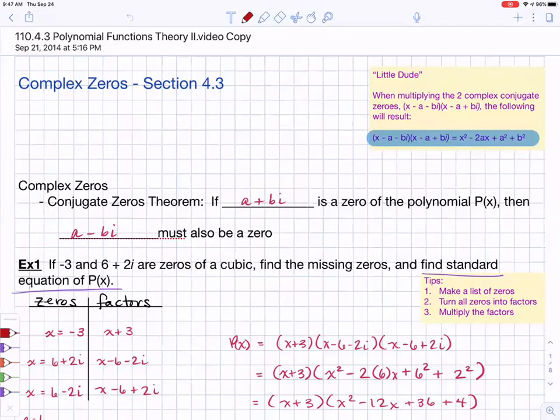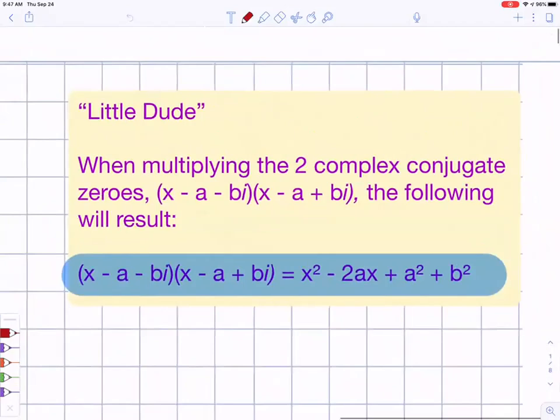A couple of comments from the videos on 4-3. I want to look at little dude first. I gave you guys that on a sticky note. Little dude, first of all, is my own creation. It's not in your textbook. If you go to the TLC and ask them about little dude, they're going to look at you like you grew 2 heads. They won't have a clue what you're talking about. I came up with this myself to help my students.